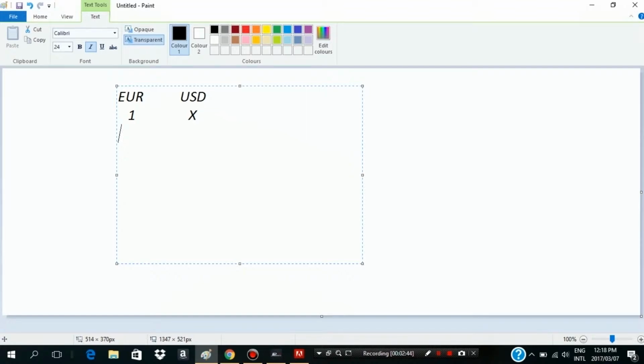So the currency to your left is always your base currency, and the currency to your right is always your quote currency.